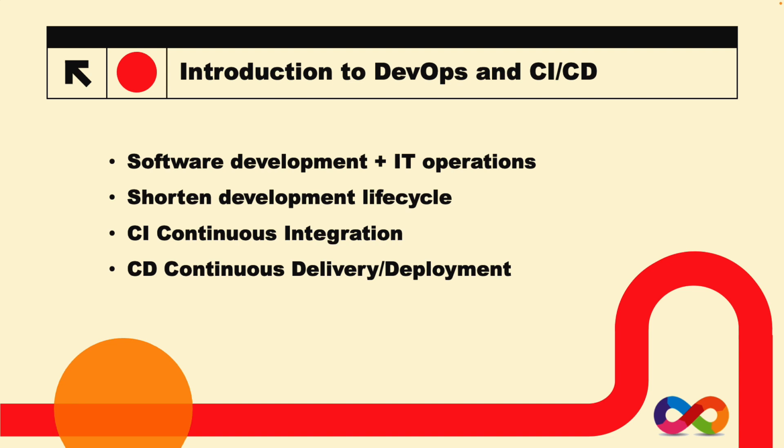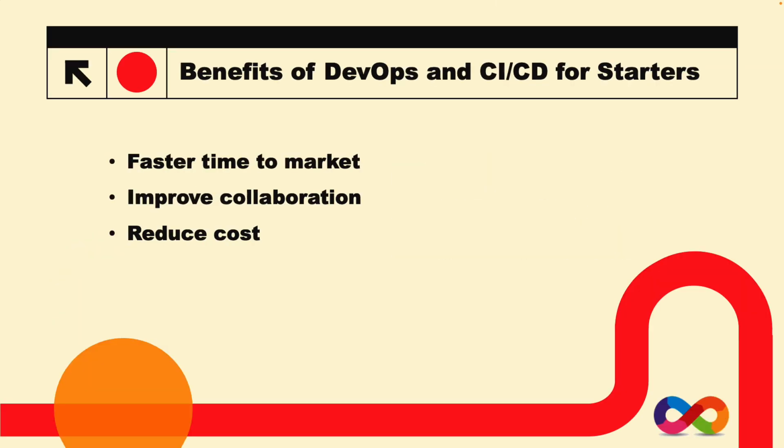CI/CD stands for continuous integration and continuous delivery/deployment. It is a process for automating the build, testing, and deployment of software changes. With CI/CD, developers can integrate their code changes into a shared repository such as GitHub multiple times a day, and automated tests can then be run to ensure that the changes do not break the existing codebase. It's a great improvement on top of agile, which is also a great improvement on top of the classic software development lifecycle. Now, what are the benefits?